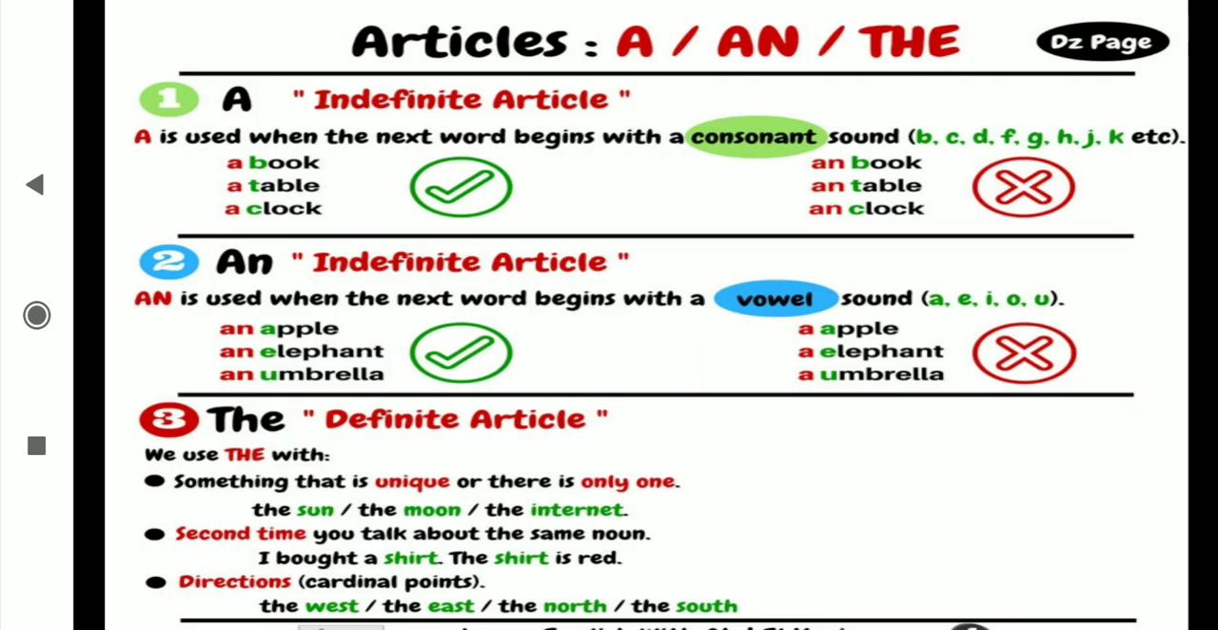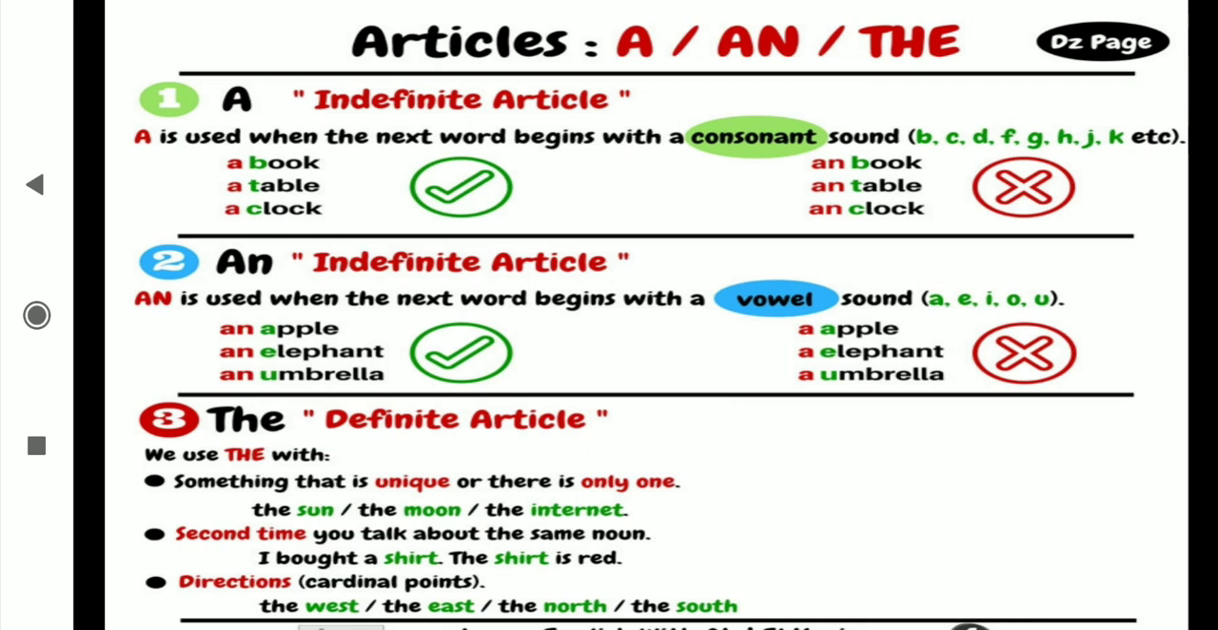Get it, students? Articles a, an, and the, all three together now. A is used when the next word begins with a consonant, like B, C, D, F, G, H, J, K, which is not included in A, E, I, O, U. For example, book, table, clock: a book, a table, a clock. It's correct. An book, an table, an clock is wrong.